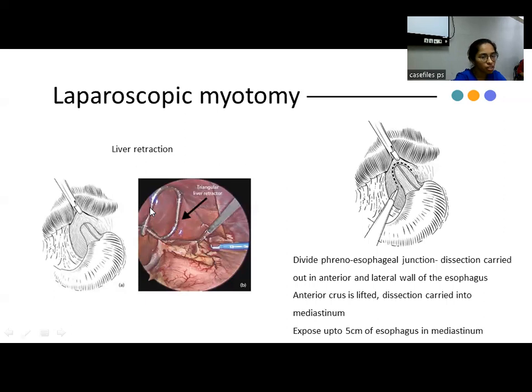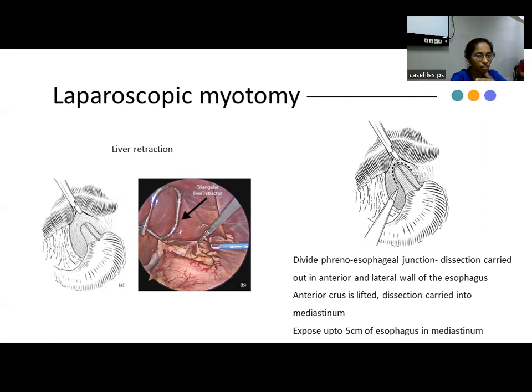As we can see here, once the abdomen is entered, the liver has to be retracted. For the liver retraction, we can either use a grasper holding onto the muscular diaphragm, or we can place a triangular liver retractor. After that, we divide the phrenoesophageal junction, and the dissection will be carried out on the anterior and the lateral wall of the esophagus. In the laparoscopic myotomy, we will not be doing the posterior dissection. It will be only the anterior and the lateral dissection along the esophagus.